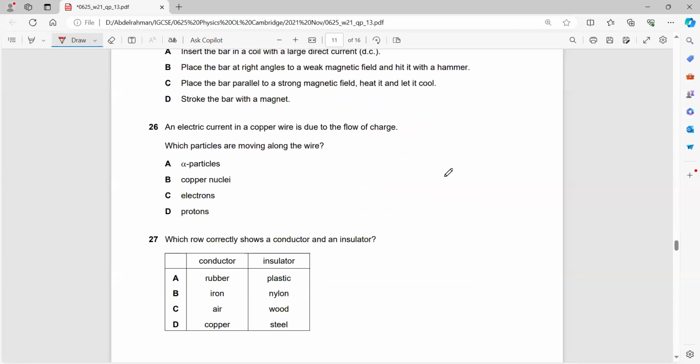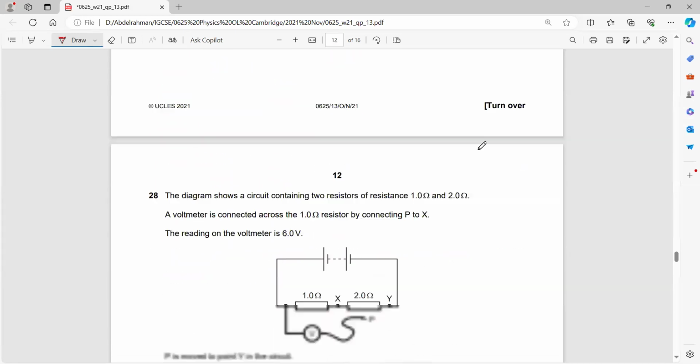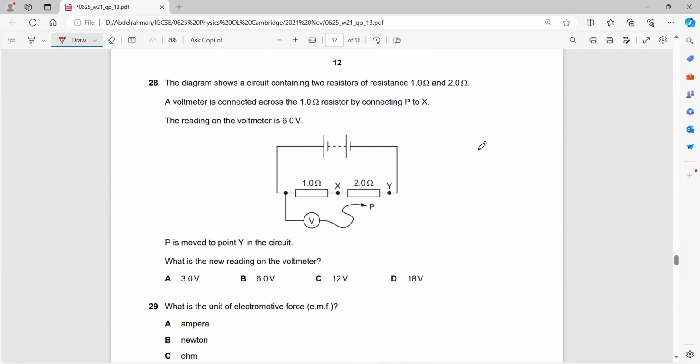An electric current in a copper wire is due to the flow of charge. What are the particles moving? We definitely know that the only particles that move are the electrons. Which row correctly shows a conductor and an insulator? Conductor: iron. Insulator: nylon. Yes, piece of cake.